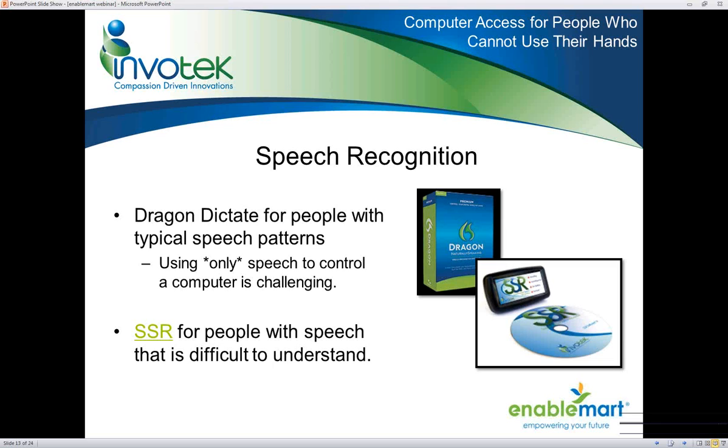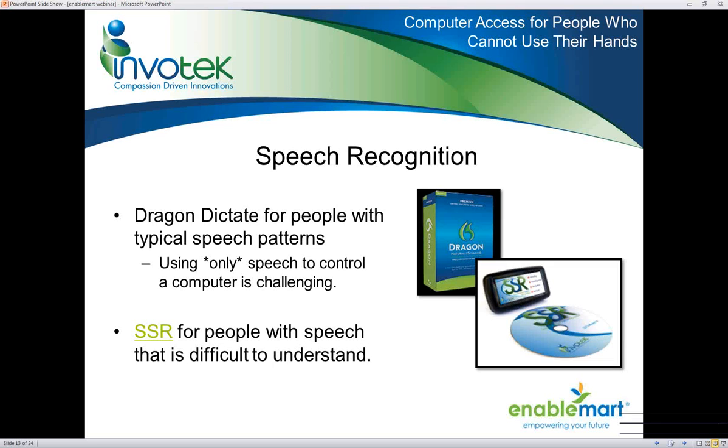InvoTek has spent many years working on a new speech recognition system for people with speech that's very difficult to understand. This technology is called SSR. Supplemented Speech Recognition is what it stands for. As I've been talking about how important it is to combine access methods, we're starting to actually do that in the design of new assistive technologies.